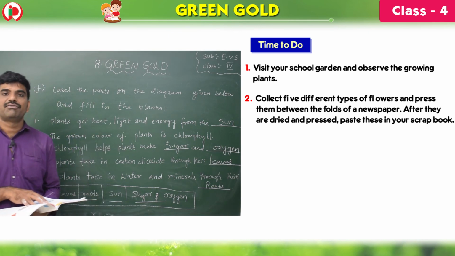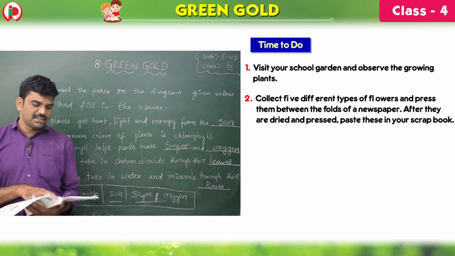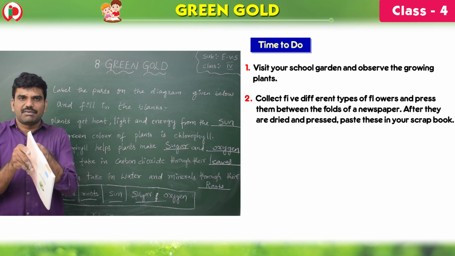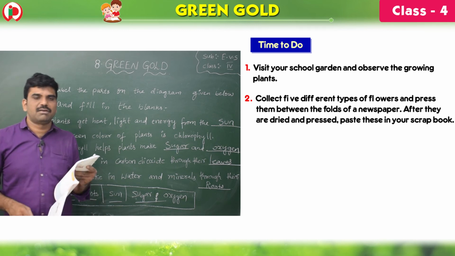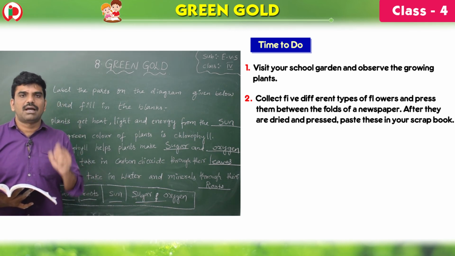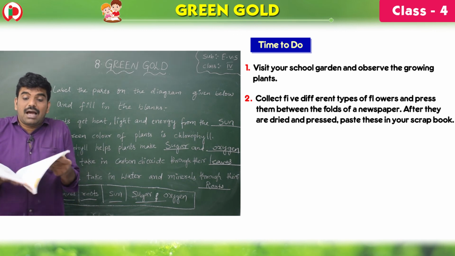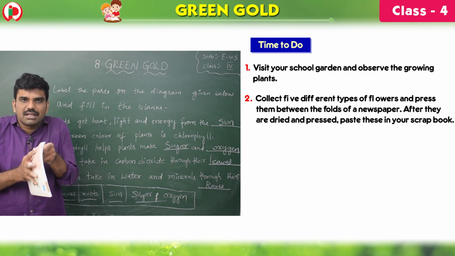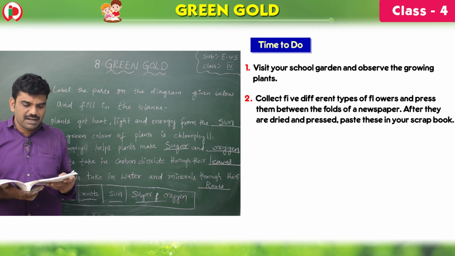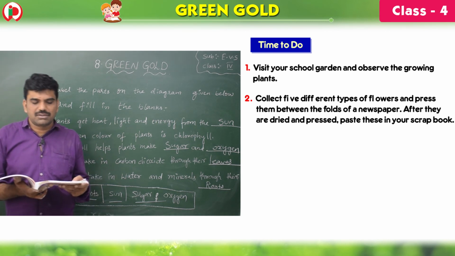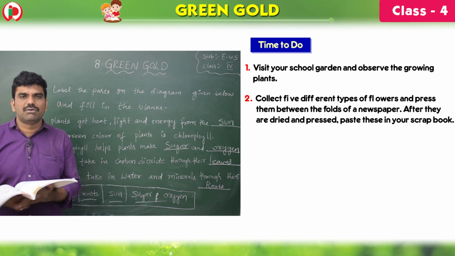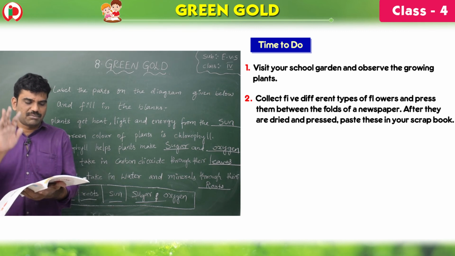You have to collect 5 different types of flowers and press them between the folds of a newspaper. So you have to press the flowers, not plants, flowers, okay. So you have to visit the school garden, collect 5 different types of flowers and press them in between the folds of a newspaper. After they are dried and pressed, paste these in your scrapbook. So after you dry and press that, next you have to paste it in a scrapbook, 5 different types of flowers.